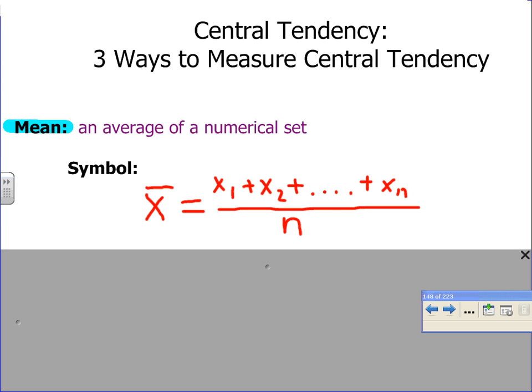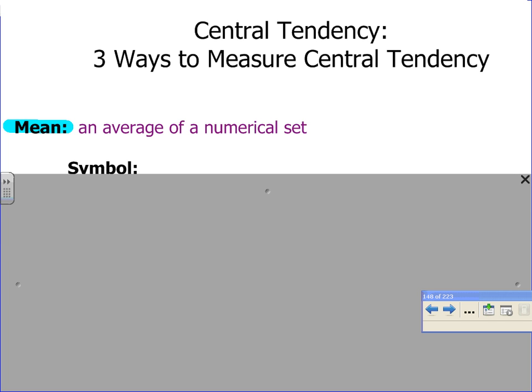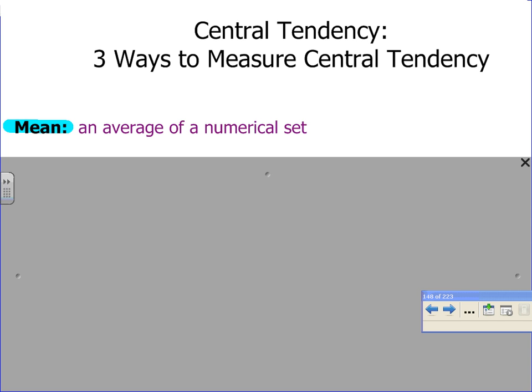Okay, so first one is mean. So mean, which is one of the measures of central tendency, is an average of a numerical set. So just jot down on that line that mean is an average of a numerical set. Now, this is probably new to you. I'll wait till you guys write that down and I'll explain this symbol once everyone's done writing that.